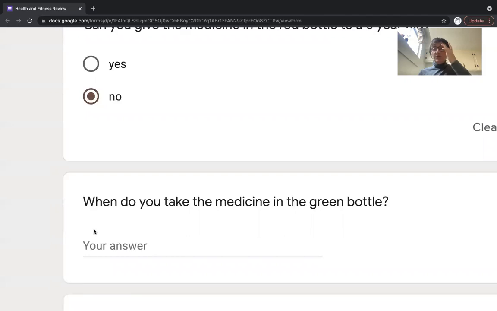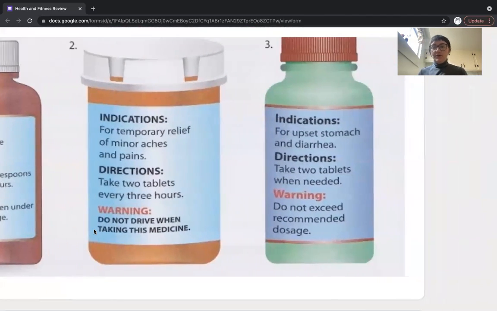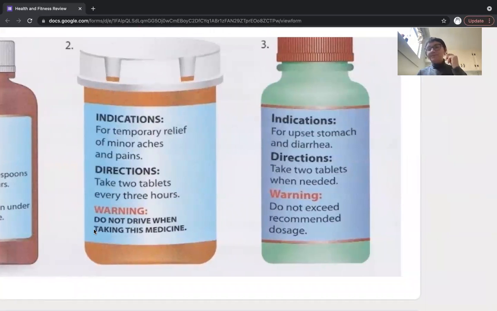When do you take the medicine in the green bottle? So when is what we want to know. Right here, it says indications: for upset stomach and diarrhea. These are why you take it. You take this medicine because you have an upset stomach and diarrhea. But if I'm talking about how often, what time, sometimes when we say when, you could say, for upset stomach and diarrhea.